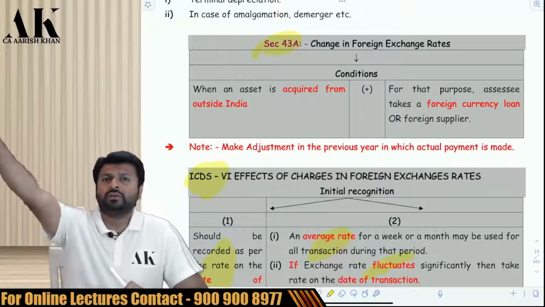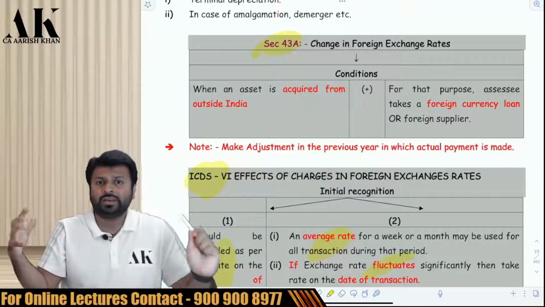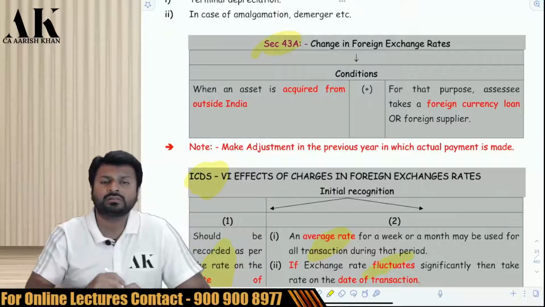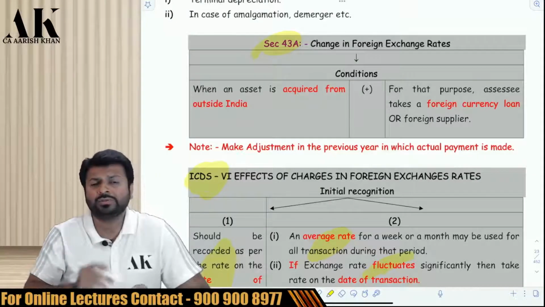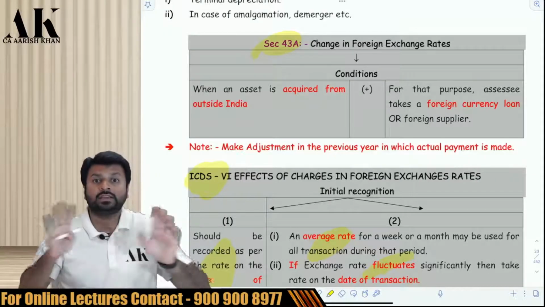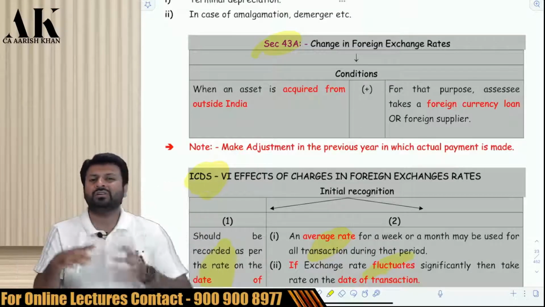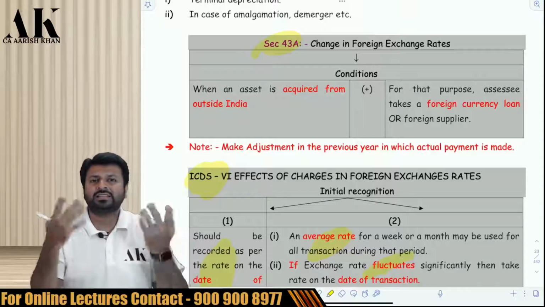What about my forward contracts? What if I have a foreign branch which I am translating into Indian currency because I have to merge that with my balance sheet? On that occasion, there is some loss or some gain. What has to be done in that case? The law is very silent. The law is talking only about one thing: imported asset, foreign currency loan. Then only 43A is applicable. In other cases, the law doesn't say anything.